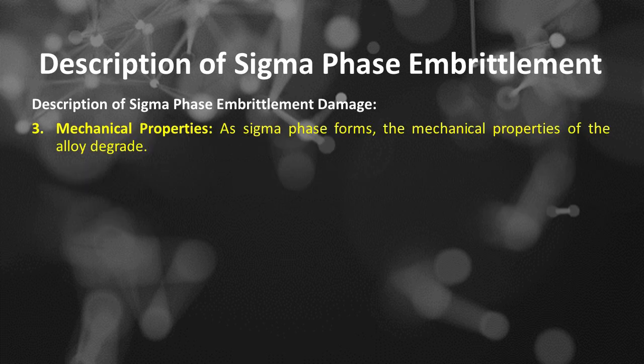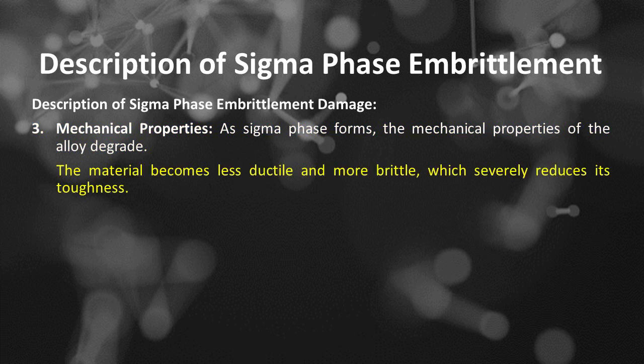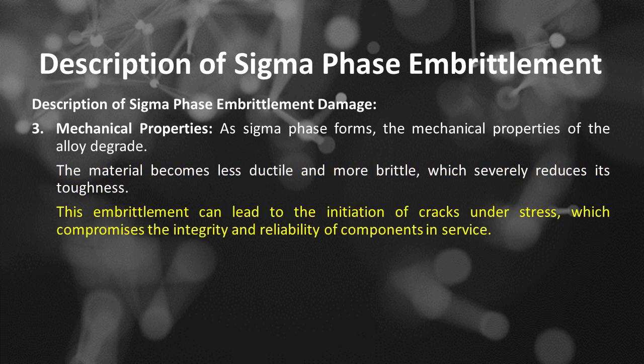Number 3 is mechanical properties. As sigma phase forms, the mechanical properties of the alloy degrade. The material becomes less ductile and more brittle, which severely reduces its toughness. This embrittlement can lead to the initiation of cracks under stress, which compromises the integrity and reliability of components in service.